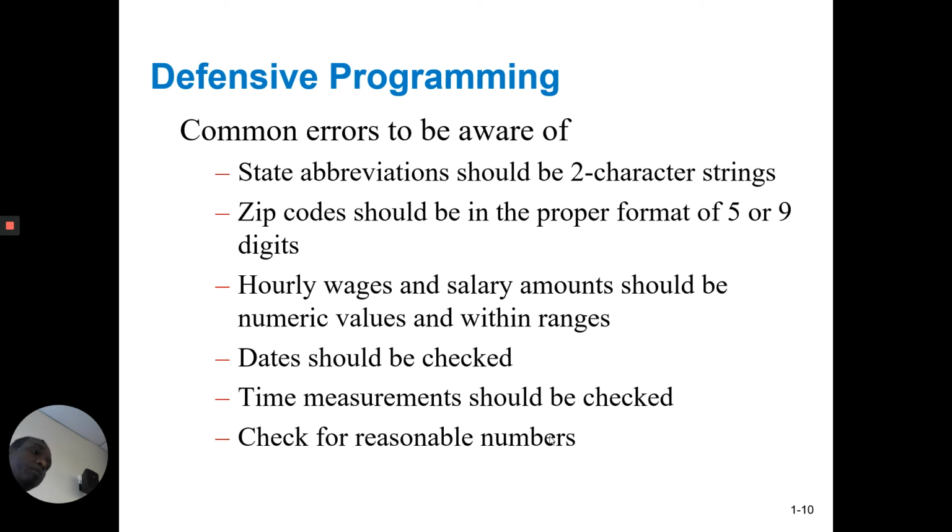So common errors to be aware of: a state abbreviation should be a 2-character string. A zip code should be in the proper format of 5 or 9 digits. That's zip code here, but if it was Canada or the UK and other parts of the world, instead of zip code they have a postal code, with letters and numbers mixed. Hourly wages and salary amounts should be a numeric value and within range. Dates should be checked. Time measurements should be checked. Are you using inches, feet, meters? Check for reasonable numbers. Any questions?